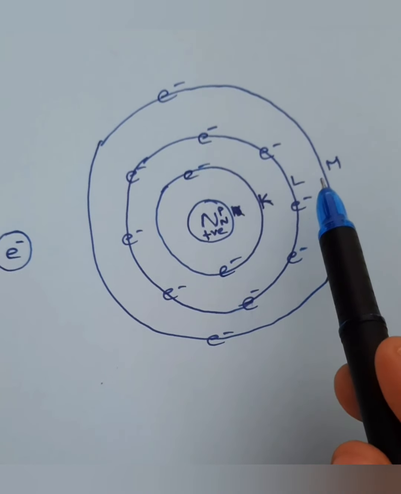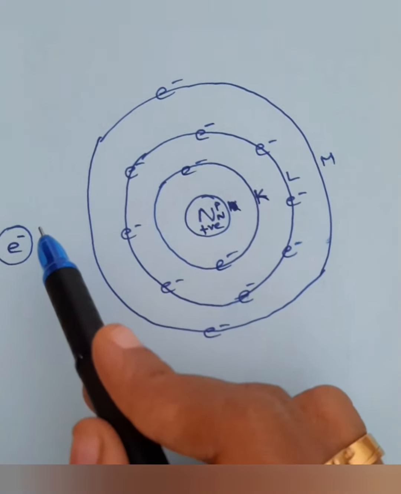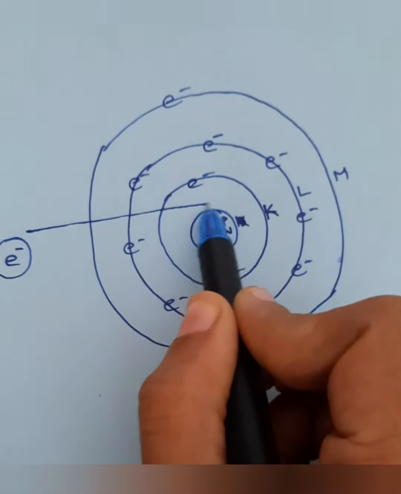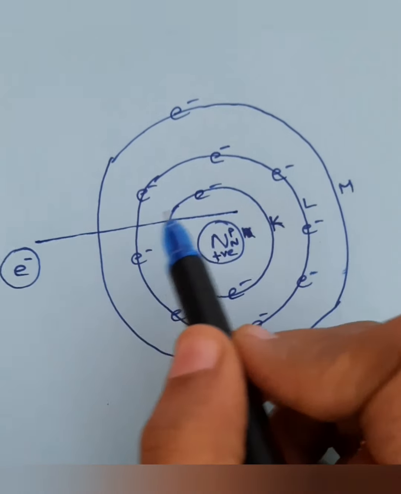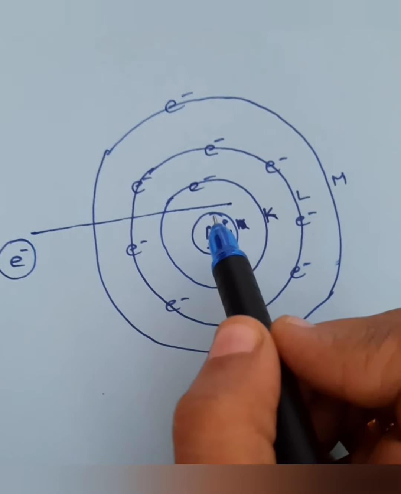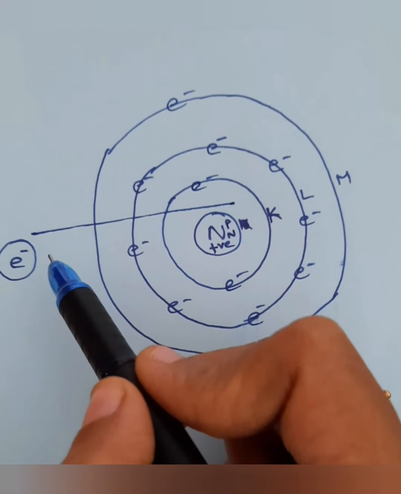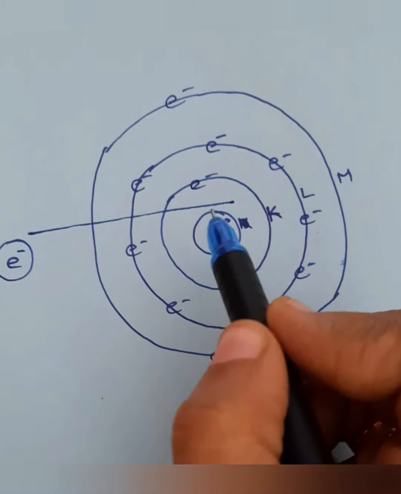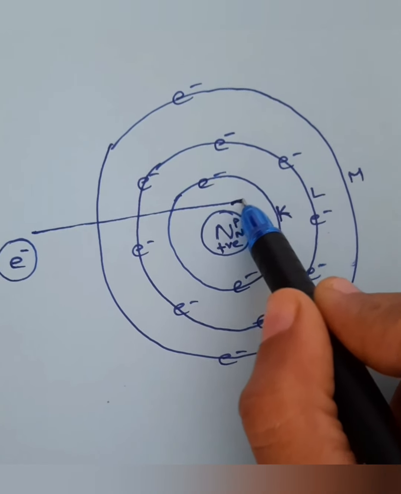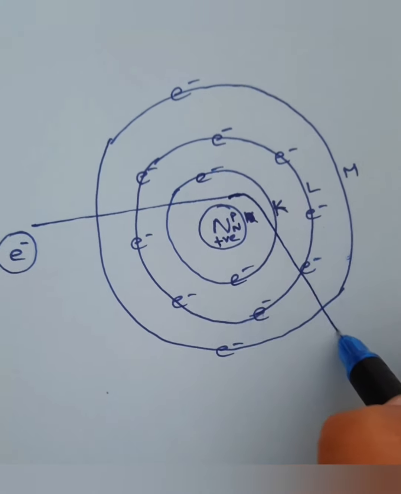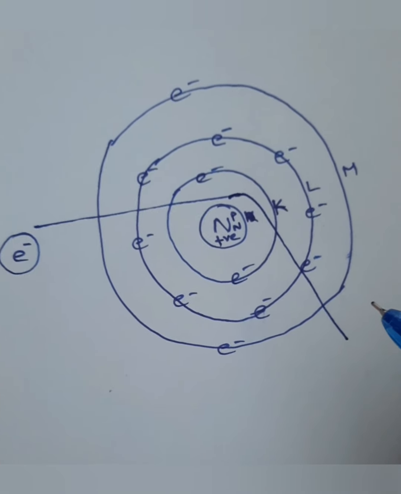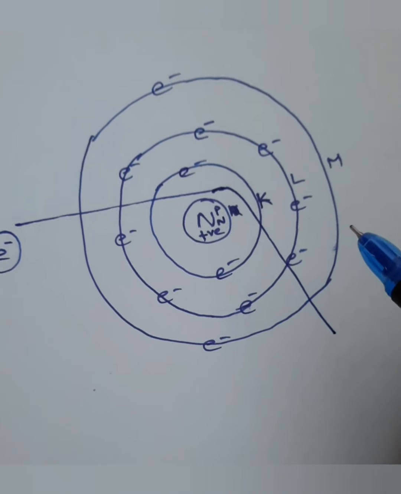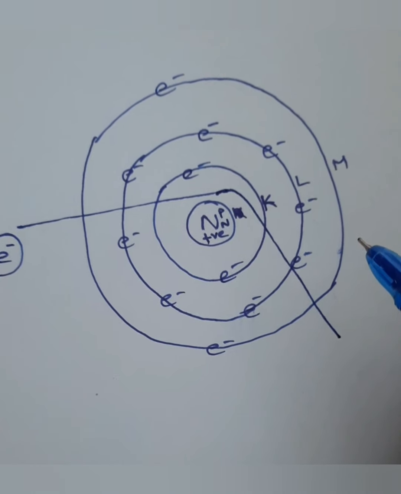In Bremsstrahlung radiation, the incoming electron moves close to the nucleus. As the electron moves close to the nucleus, due to the force of attraction between the negatively charged electron and the positively charged nucleus, the original path of the electron is deviated. So this deviation results in the loss of kinetic energy of the electron, and this kinetic energy is converted into 1% X-ray and 99% heat.